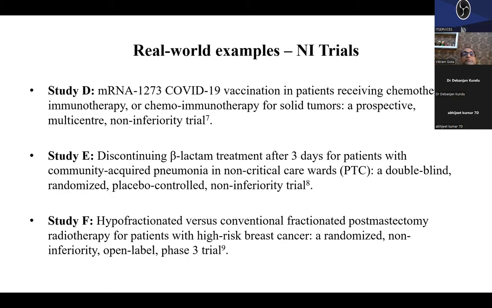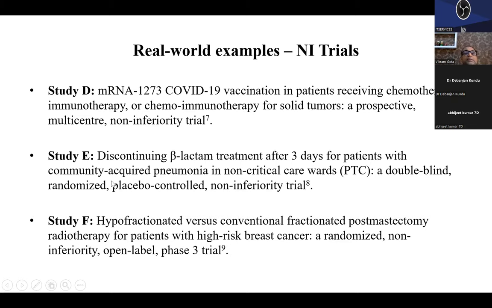Okay. So there are some examples. One example is doing a COVID vaccination study and showing non-inferiority that you can vaccinate a cancer patient no matter what treatment he is getting. The mRNA COVID vaccination in patients receiving chemotherapy, immunotherapy, or chemoimmunotherapies for solid tumors, a prospective multicentric non-inferiority trial. I'll just explain that in the next one.